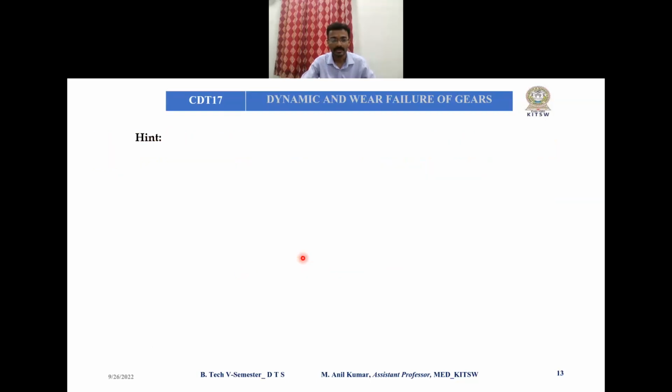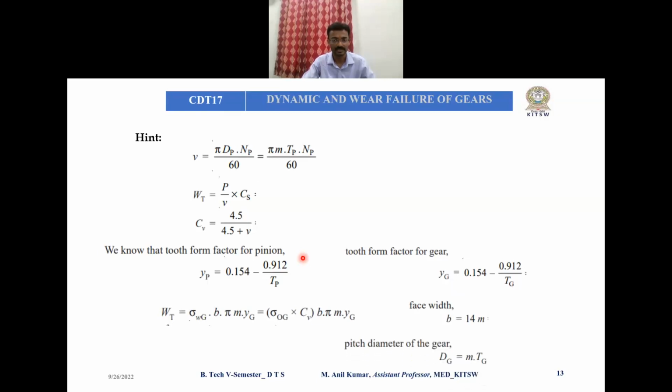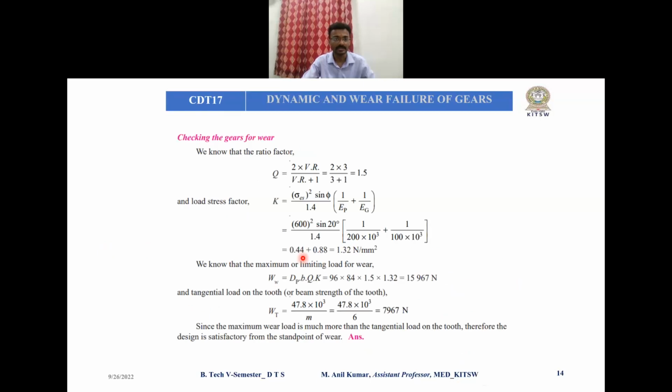Here is a hint. I am giving some hints to solve the problem: V equal to, WT, Cv. Based on this hint, please kindly solve the problem. Form factor for pinion, form factor for gear, tangential tooth load, face width small b, pitch diameter dg equal to module into TG. And finally, we have to check the gear for wear. Use these formulas to solve the problem. Here are some hints to solve the problem.